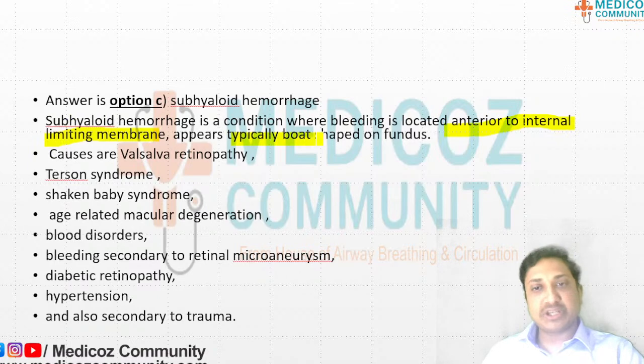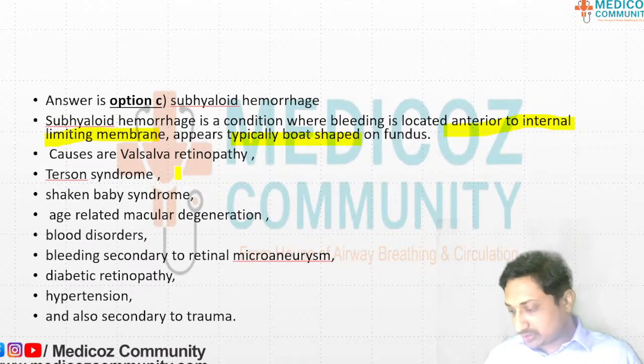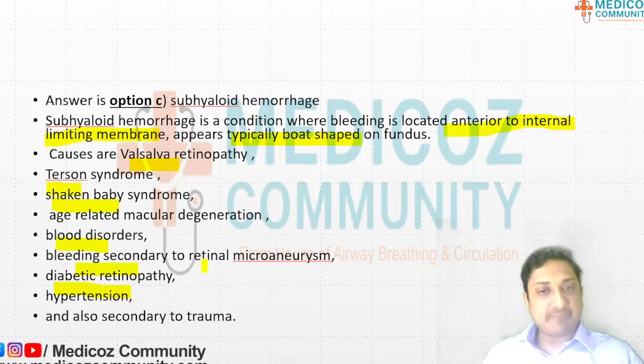Typically, it is boat shaped in nature. What are the other causes of subhyaloid hemorrhage? Valsalva retinopathy, Terson syndrome, shaken baby syndrome. In age-related macular degeneration, it can occur, yes, sometimes secondarily or late. Blood disorders, diabetic retinopathy, bleeding secondary to RAM, that is retinal macroaneurysm, hypertension, and also secondary to trauma.